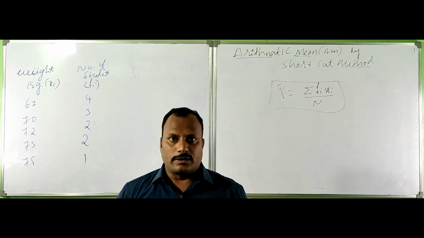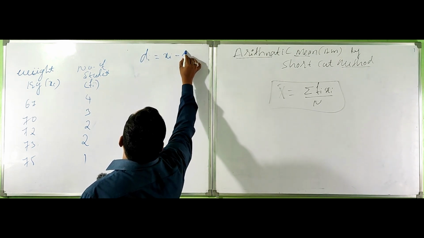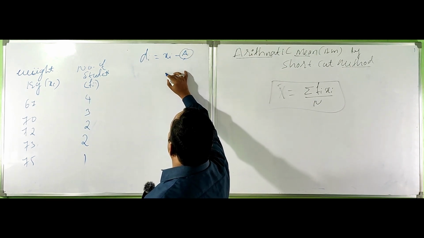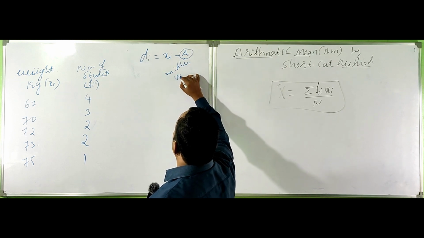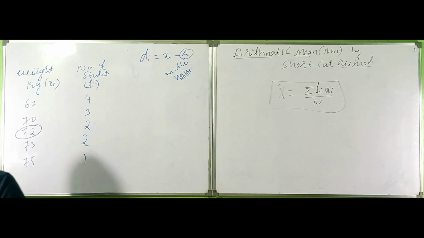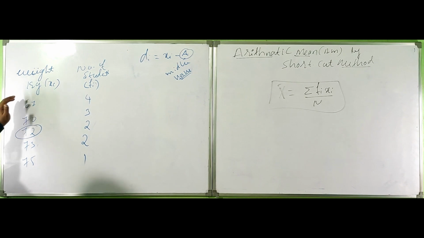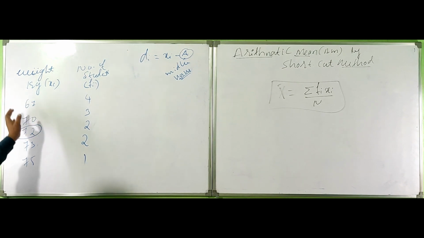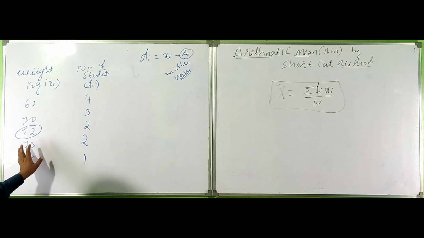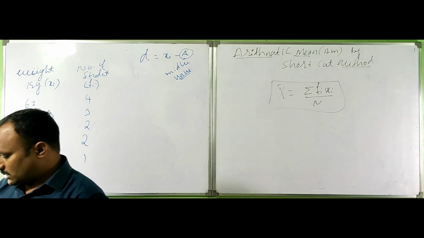But in the shortcut method, you write d_i is equal to x_i minus a. Here a is an assumed average value, a middle value of the data. Now we are reducing this to the simplest form. The weights are in ascending order, so the middle value is 70, 72. Not exactly, but the nearest middle value becomes a here.